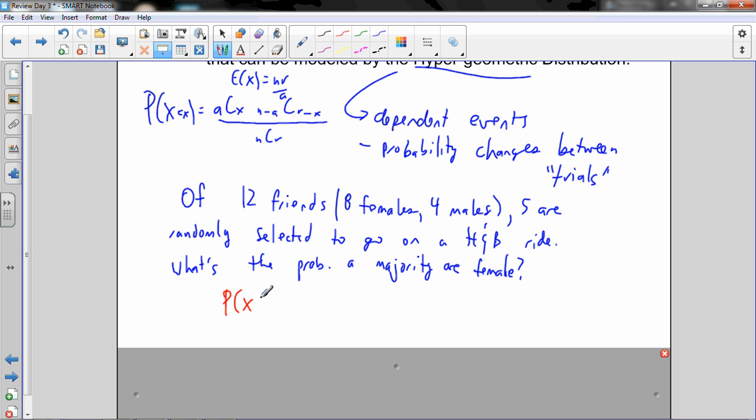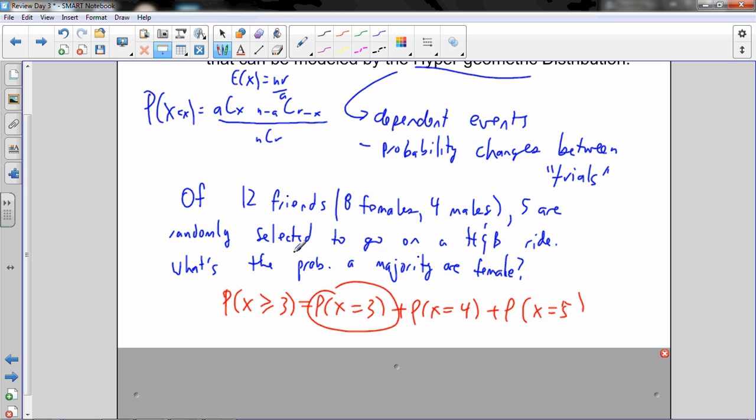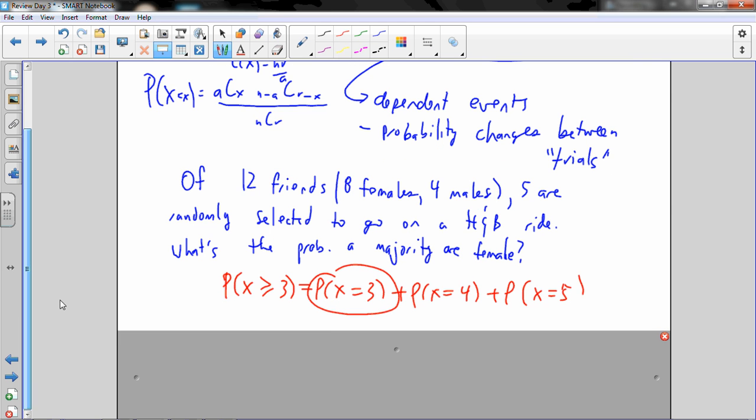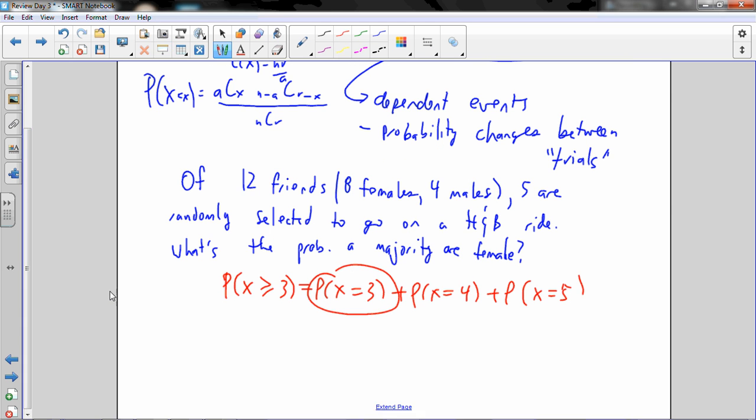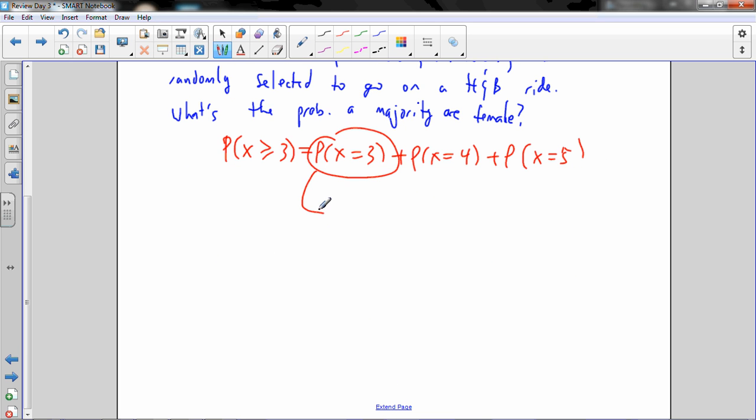So the probability that X is greater than or equal to a majority of 5 is greater than or equal to 3, where we'd have to calculate these 3 things separately. They could have 3 females, 4 females, or all 5 of them could be female, where each of these calculations is this, where, let me get rid of that now, where here we have, this is the formula again. I'm going to copy it again.